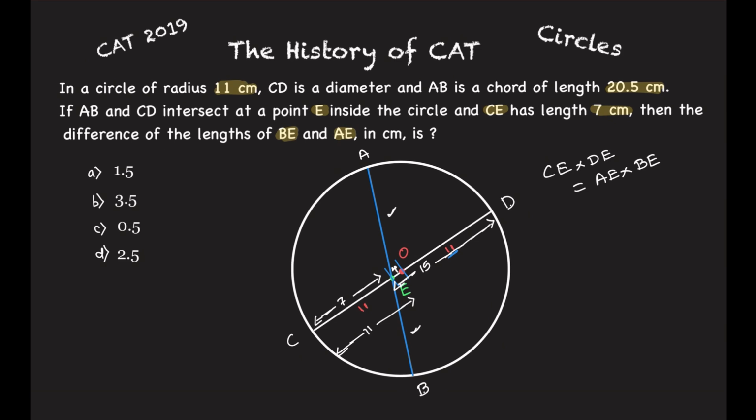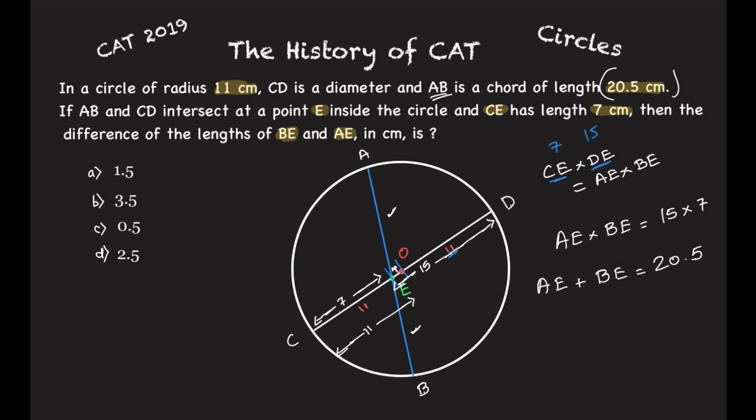So this is what I know, but what do I know from this? I know CE. C is 7 and D is 15, so 15 into 7. So I know the product of AE into BE is equal to 15 into 7. That is something I know very well. And what else do I know? I know the length of the chord AB, 20.5, which means AE plus BE is equal to 20.5. So this is also known to me.